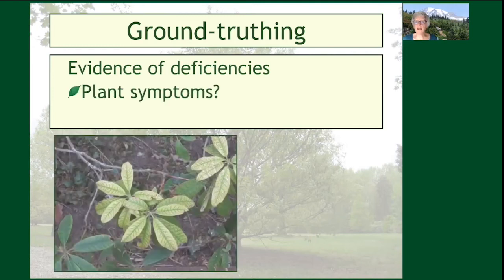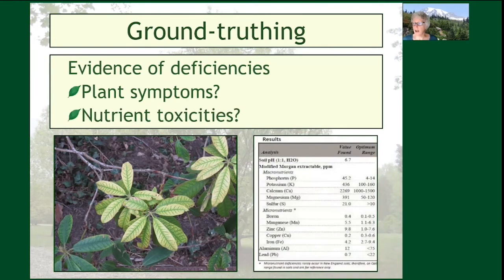Okay, so if you have symptoms like this, this is classic iron or manganese deficiency. It happens to be in a rhododendron. So yes, we have a symptom here. But then we're going to look at that compared to what the soil test says. And the soil test says here that iron is quite fine, and manganese is also quite fine, right above there.